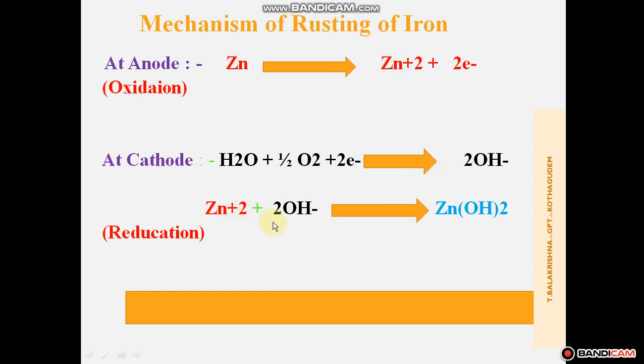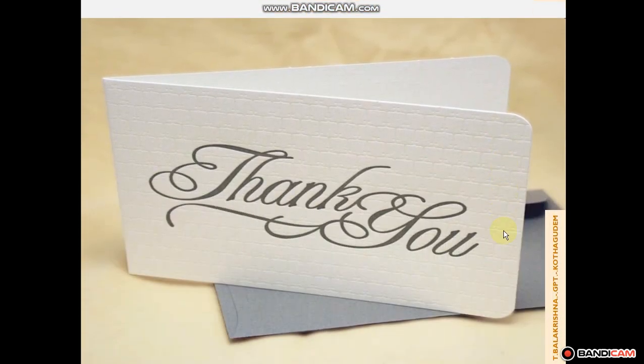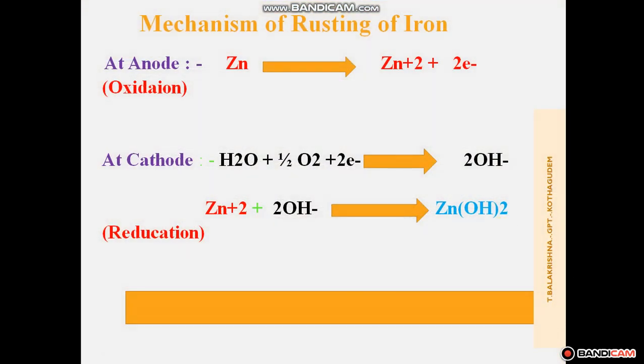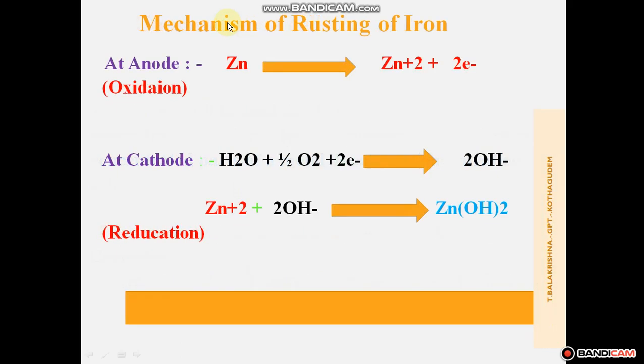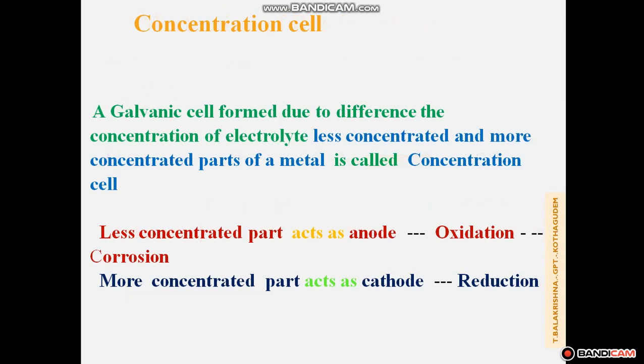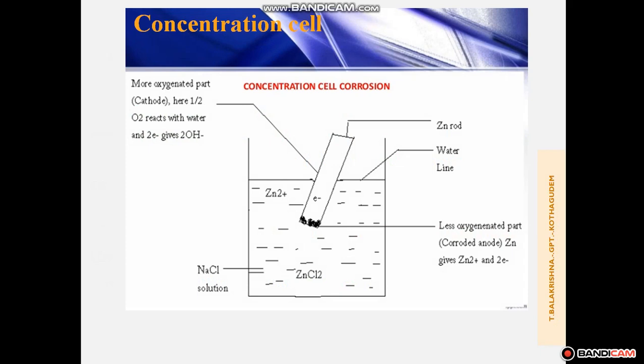What is the next step in corrosion reaction? Electrochemical theory of corrosion: the metal ion formed at the anode and the non-metal ion formed at the cathode combine with each other. They form zinc hydroxide. So here zinc is converted into zinc hydroxide. This cell is formed depending only upon concentration. Less concentrated part acts as an anode, more concentrated part acts as a cathode. So the cell formed depending upon the concentration is called concentration cell. These are the reactions, and this is the diagram representation of concentration cell.